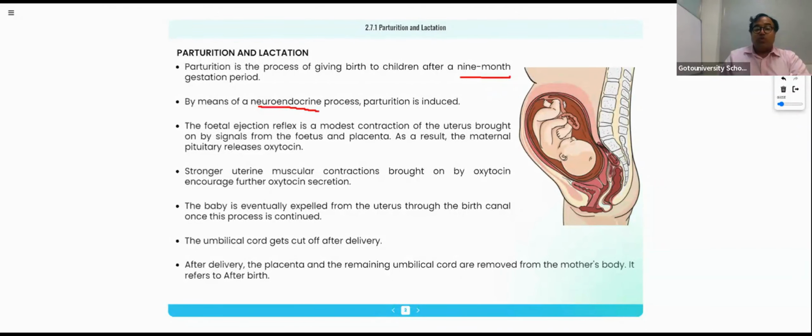Neuroendocrine process. What do you mean about neuroendocrine process? If you're talking about endocrine, it means hormone, and neuro means neurotransmitters. Neurotransmitter is very, very important. Neurotransmitter is also called as neurostimulus molecule, neurostimulant or neurostimulation mediating molecule. What is this endocrine process? Denotes hormones. So hormones and neurotransmitters are mainly responsible for the parturition and lactation.